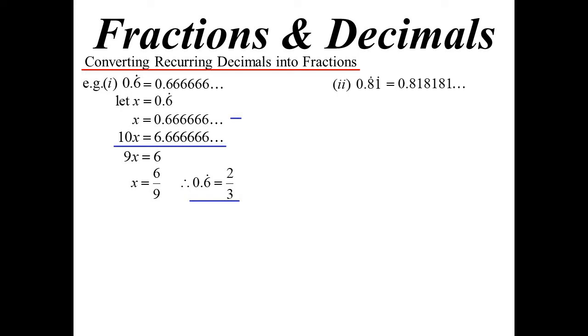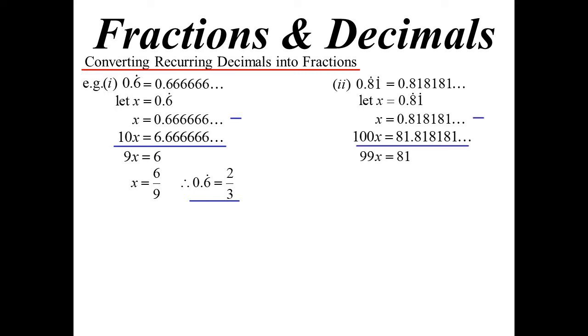If there's more than one number repeating, 0.81 repeater, which goes 81, 81, 81, 81. Let x equal 0.818181. Multiplying by 10 here is not going to work, because the idea is we want to get the same thing behind the decimal point, so that will cancel, and I'm just left with numbers and I can play with it. But if I multiply by 100, I can get the same number behind the decimal place. So I do a subtraction, 99x is 81, 81 on 99. Oh, that simplifies down. 9/11ths.